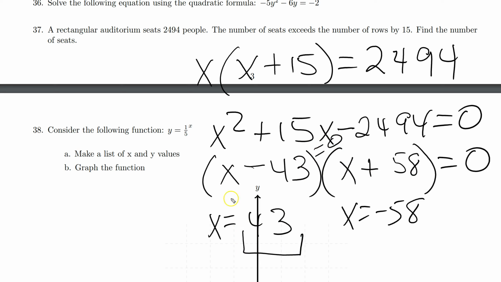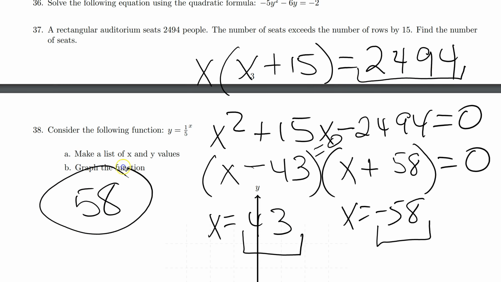So our answer is find the number of seats that are in a row. So this is the number of rows, and if we add 15 to it, we get a 58. 58 times 43 gives us this number here. So this is the number of seats in a row. And it took quite a deal. That was a really challenging one here.